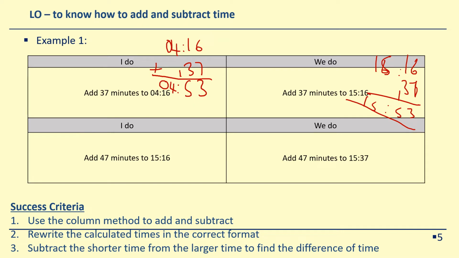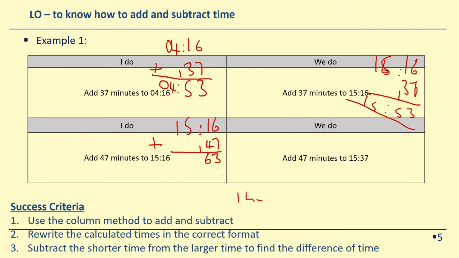A bit more complex because it is going to exceed the 60-minute mark from what I can already see. Adding 47 minutes to 15:16. So write it out as we did in our other two examples. 6 and 7, 13 again. Carry the 1. 1, 4, 1, 6. As you can see, we've got 63. We've got 3 minutes over that 60-minute mark.